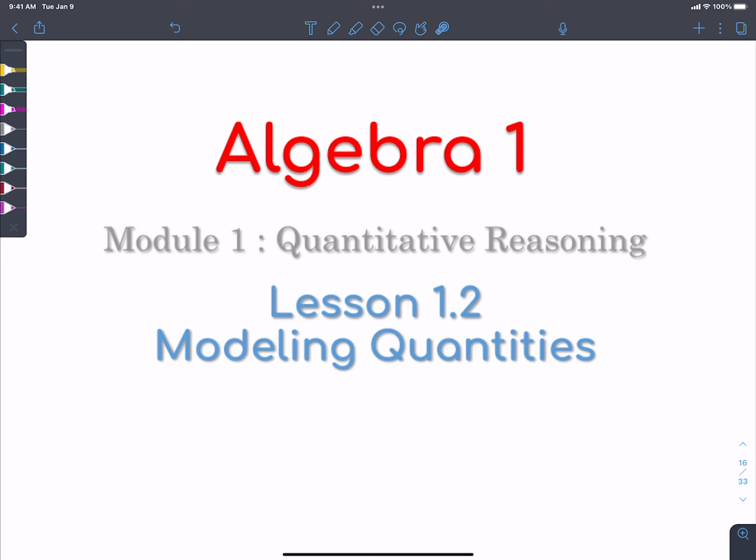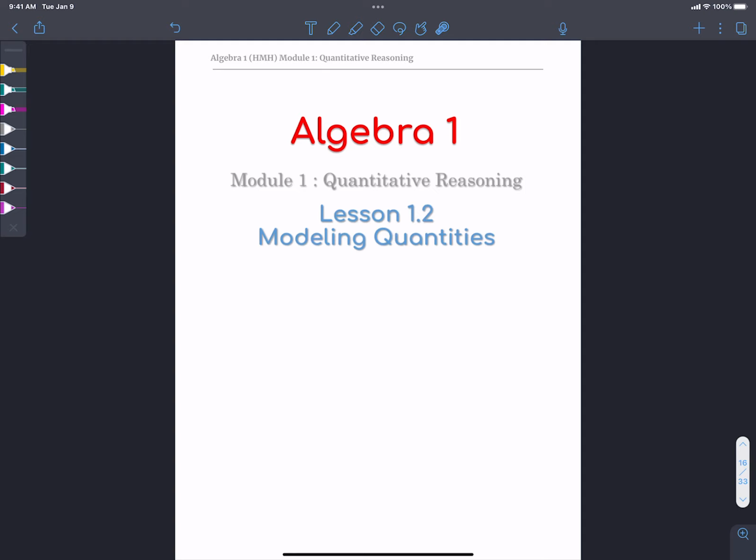This is a summary of the lesson that was in the class, so it won't be as detailed, but it will give you a good overview as a review or in case you're absent.